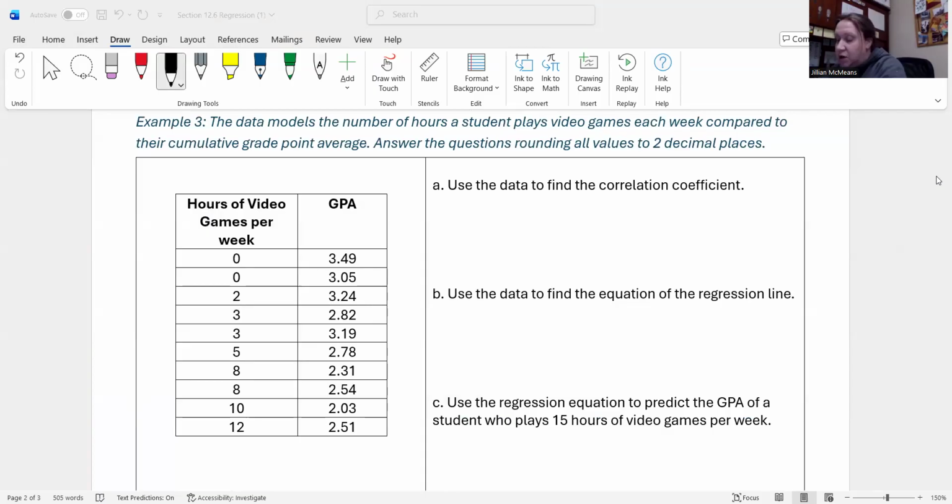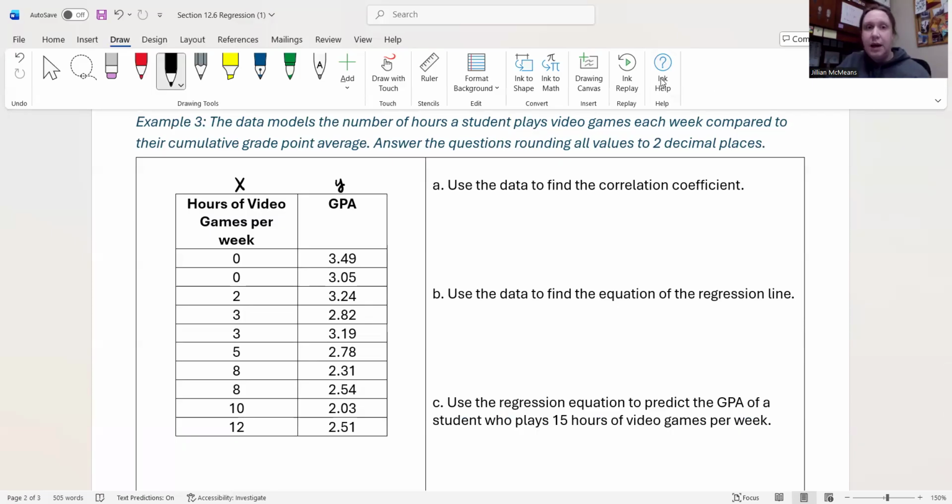Okay, so you can see here we have 1, 2, 3, 4, 5, 6, 7, 8, 9, 10 students, it looks like. And the first column, the hours of video games per week, this is going to be X. Frequently, if you're dealing with a time component, that's going to be X, but in this case, I'm saying for sure it's X. And then the corresponding GPA is going to be Y. Okay. So it says use the data to find the correlation coefficient. That's part A. And then for part B, it says use the data to find the equation for the regression line. Okay. So let's do the calculator first for part A and B. Then we'll do Desmos for part A and B. And then we'll just answer part C independently.